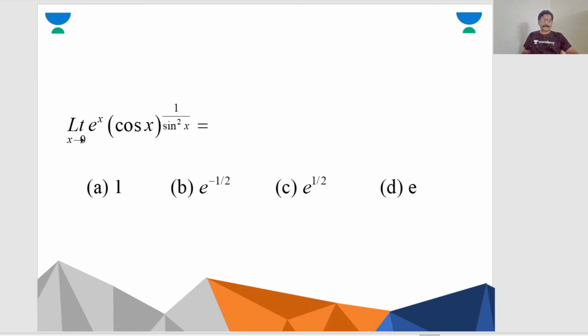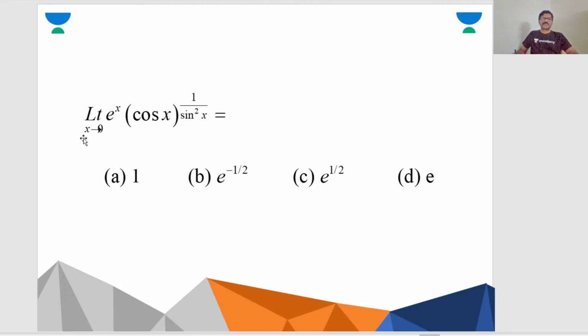Next problem. Limit x tends to 0, (e^x cos x) to the power 1/sin²x. Right? Limit x tends to 0, (e^x multiplied with cos x) whole power 1 by sin square x.